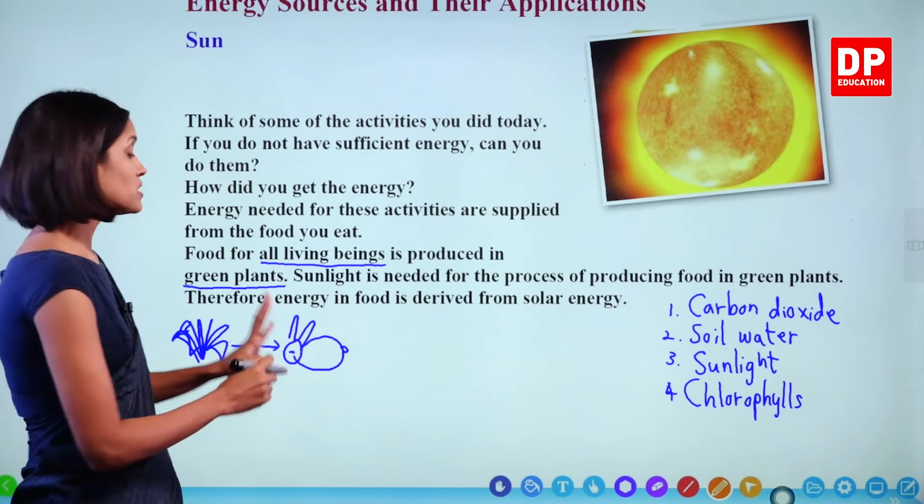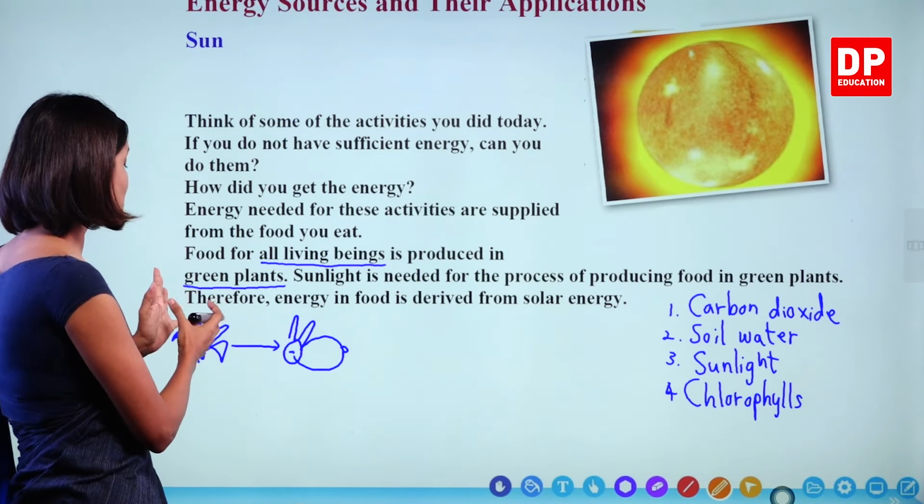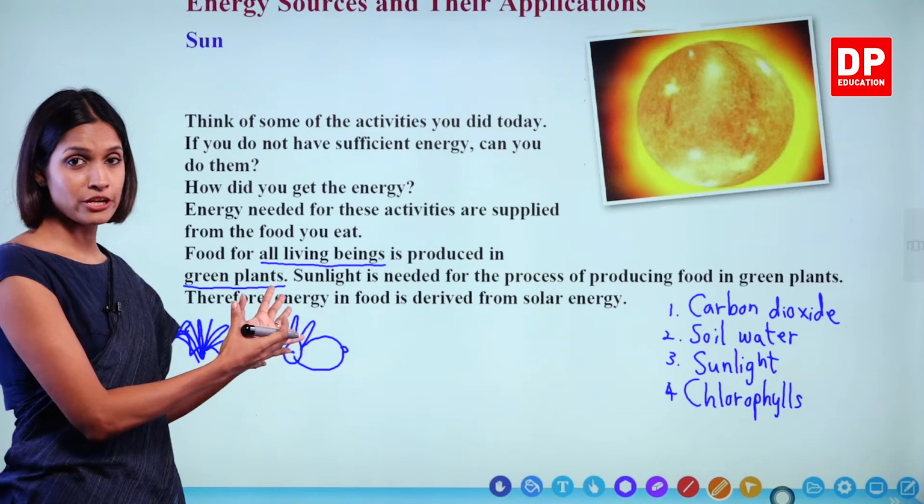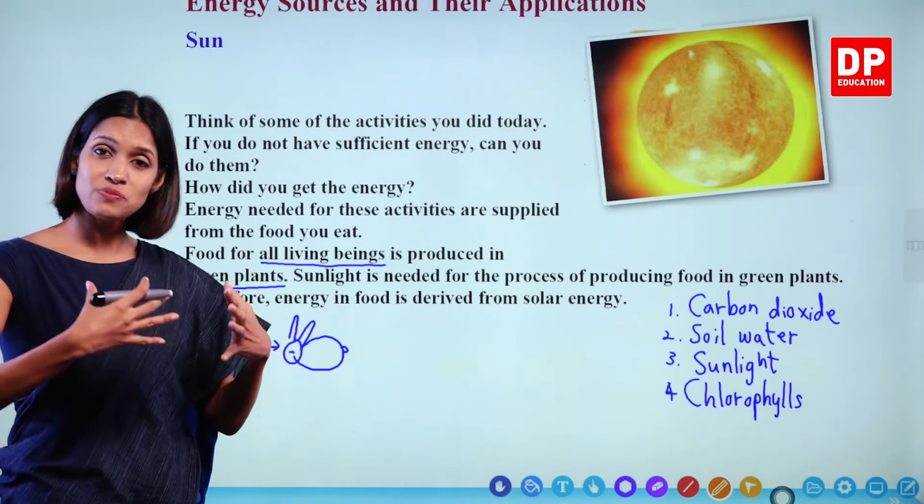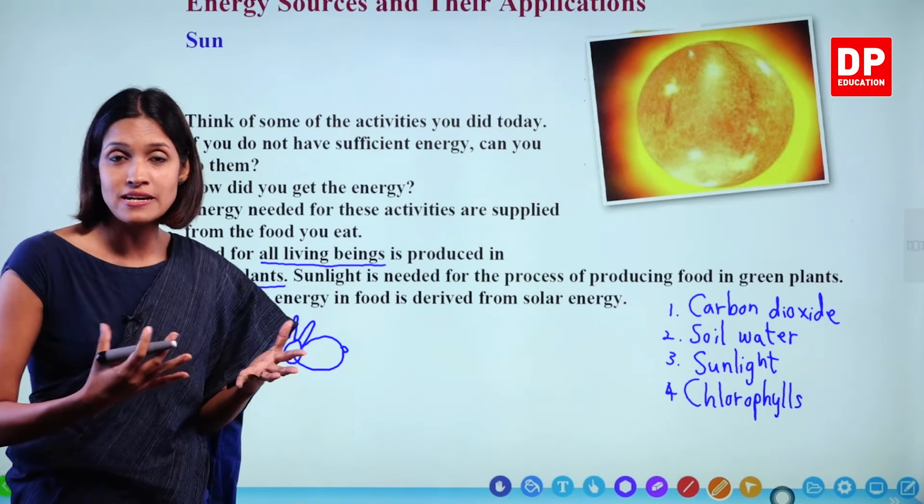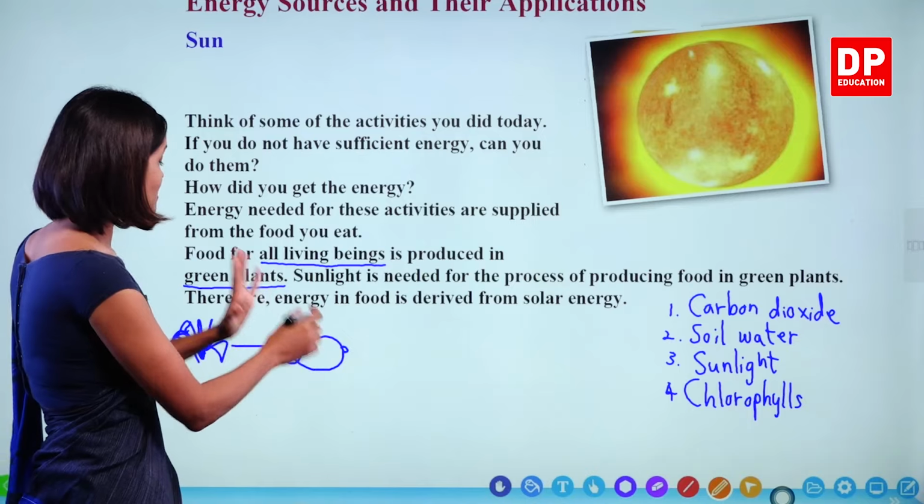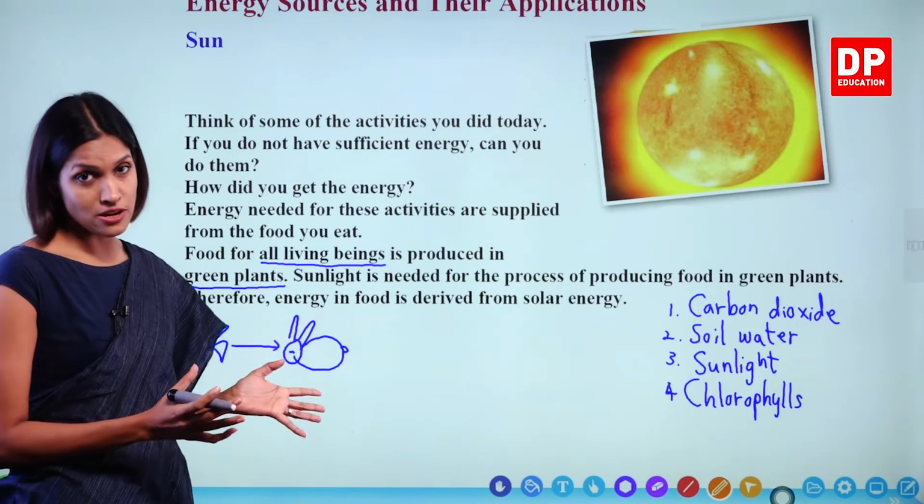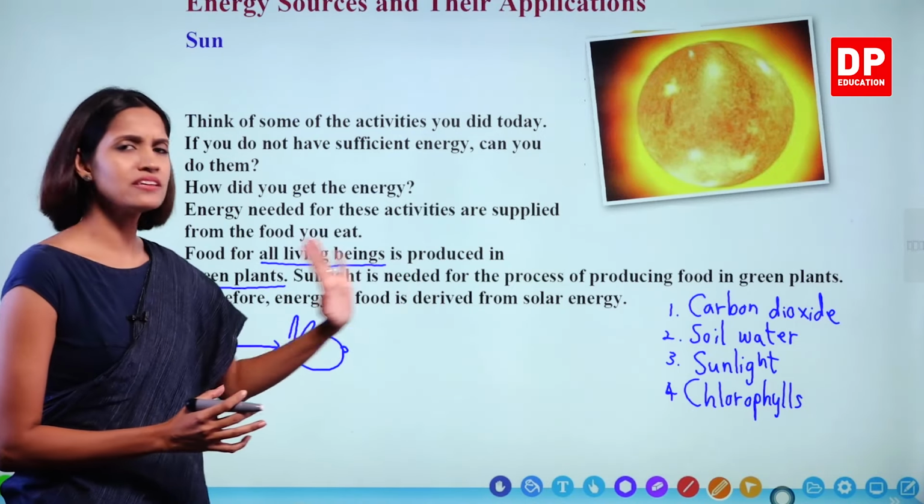Okay, so the energy present in these green plants goes into the rabbit. So the rabbit gains its energy by eating green plants. Therefore, the rabbit directly depends on green plants. Now, what about the other carnivores?